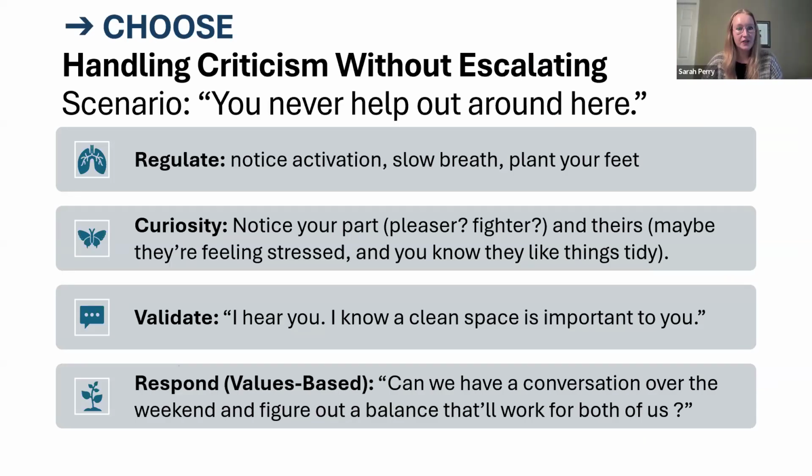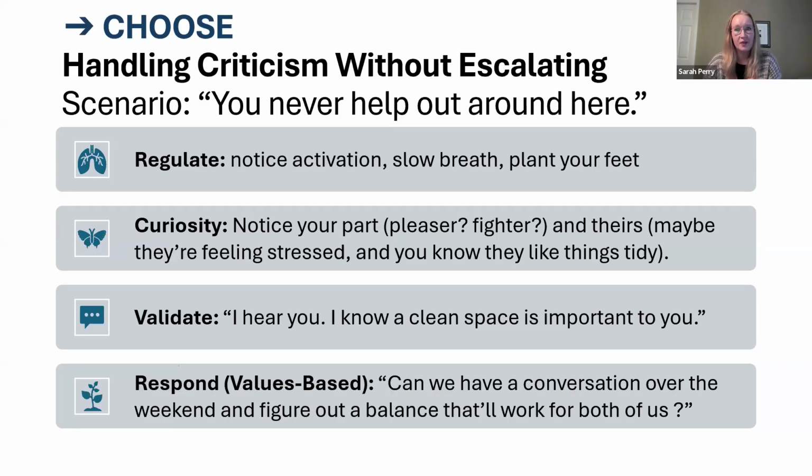So we'll go over 3 different scenarios, giving these 4 steps as an example. In this first scenario, this is handling criticism without escalating. The scenario is someone says to you, "You never help out around here." So maybe this is a partner or a roommate, someone where you're both contributing to a household, I suppose.